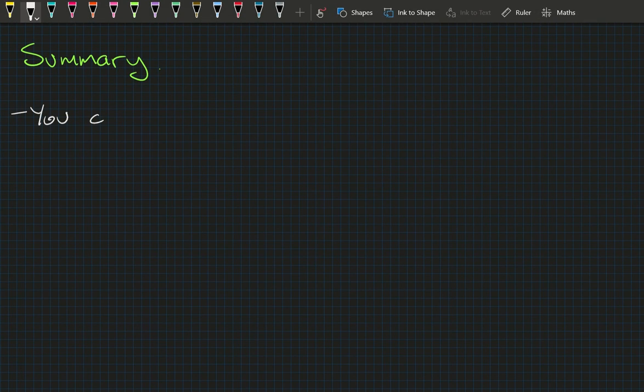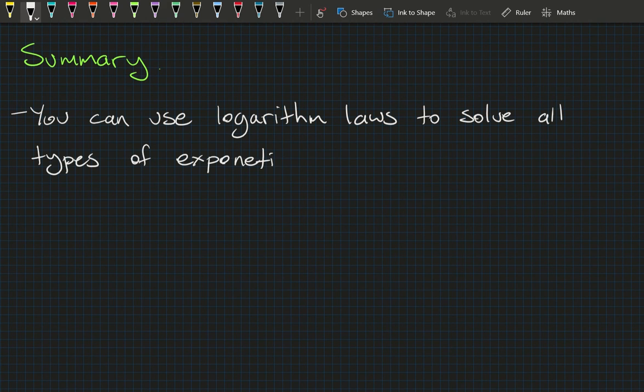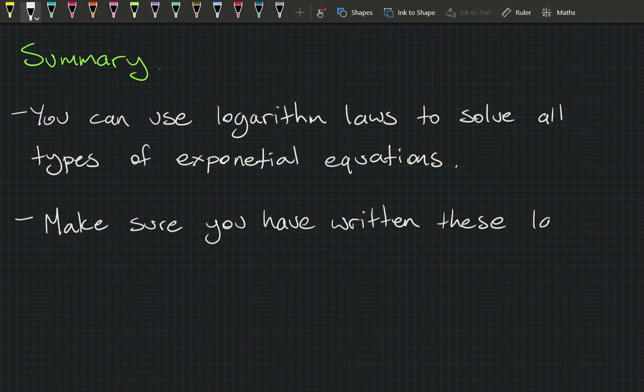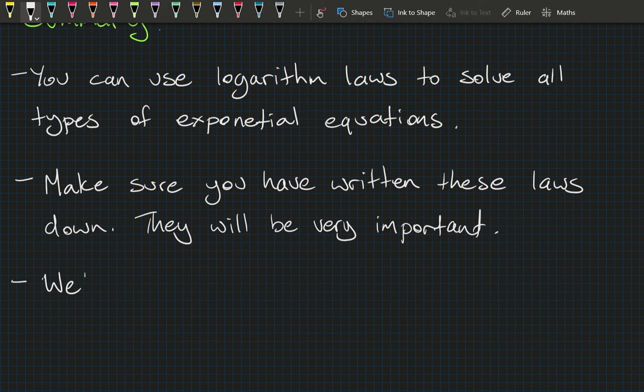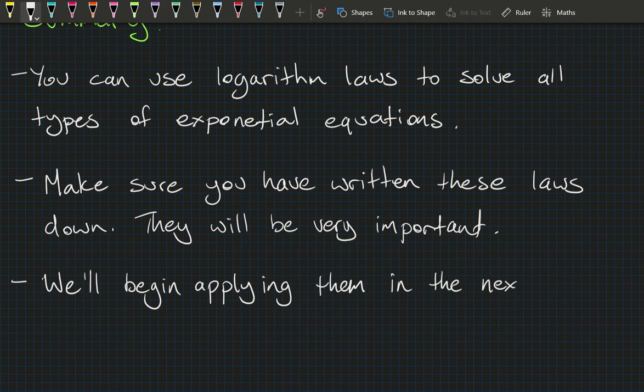So I'm sure that you're beginning to see that you can use logarithm laws to solve all types of exponential equations. So make sure that you work on these skills and write down all the laws because they're going to be very important. Because in the next lesson, we're going to start applying them.